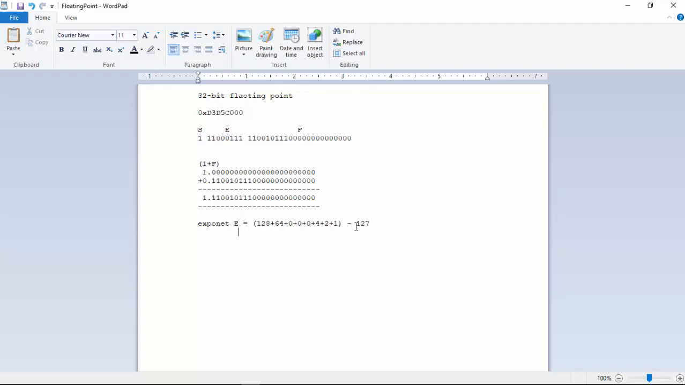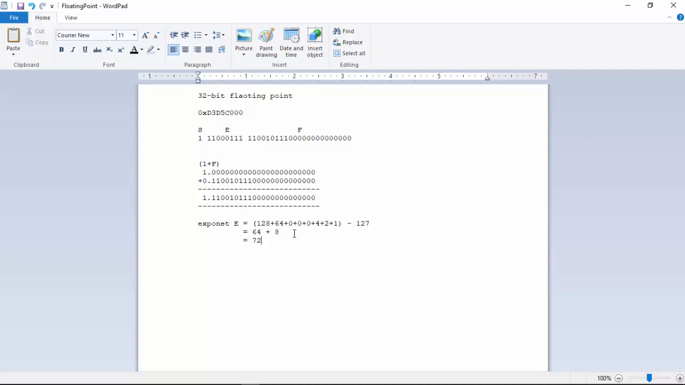So this will give you 128 minus 127 is 1, and this is 1 plus 64 plus 4 to 7, so this is basically 8 plus 64, and we are talking about 72 here, okay.